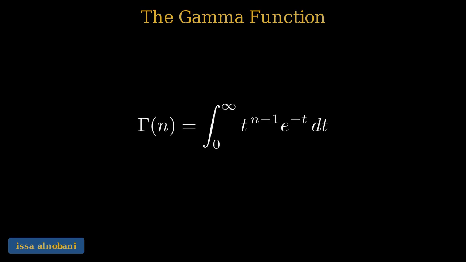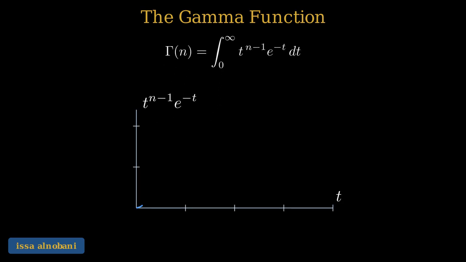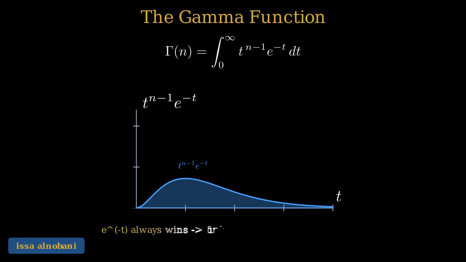Why does this actually work? The exponential term, e to the minus t, decays much faster than any power of t can grow. So no matter what value we plug in for n, whole number or fraction, this integral always settles down to a single finite number. Instead of multiplying whole numbers together one by one, we are measuring the area under a smooth curve, and a smooth curve can be measured at any point, not just at the integers. That is the entire trick behind extending the factorial.